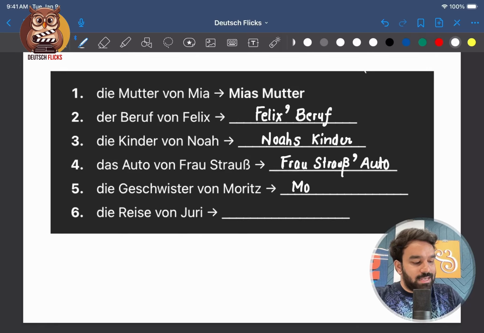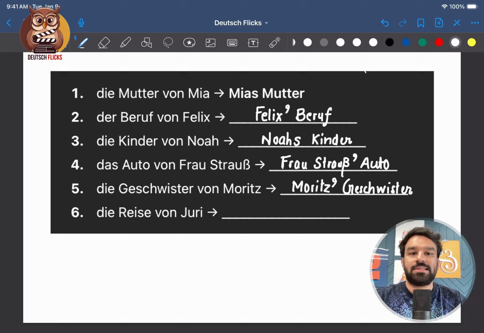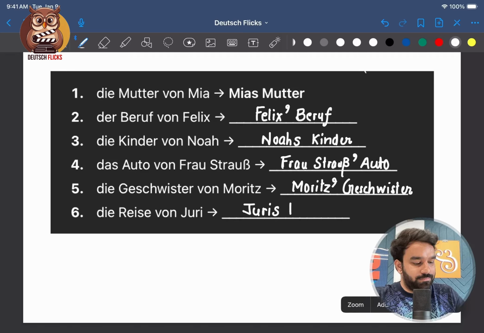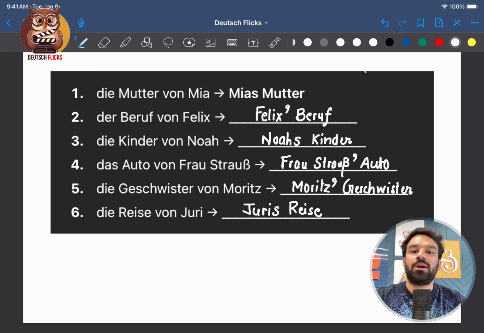Nummer 5, die Geschwister von Moritz. So Moritz is ending in Z. So I will put only an apostrophe. Moritz' Geschwister. Siblings of Moritz, or Moritz's siblings. Nummer 6, die Reise von Juri. There's no problem with this name. I can put S at the end. I would be able to pronounce it properly. Juris Reise. This is Yuri's trip or journey.